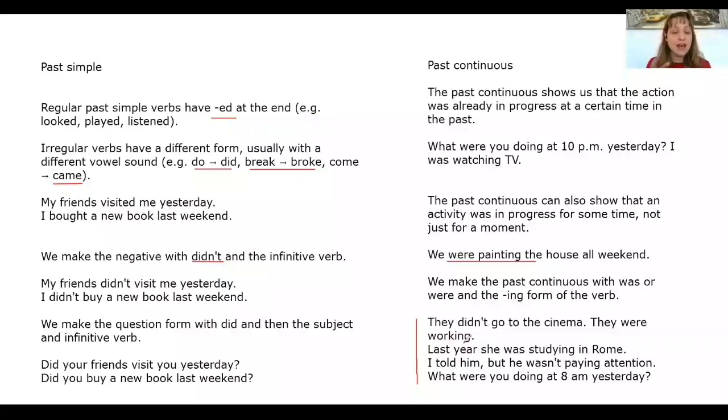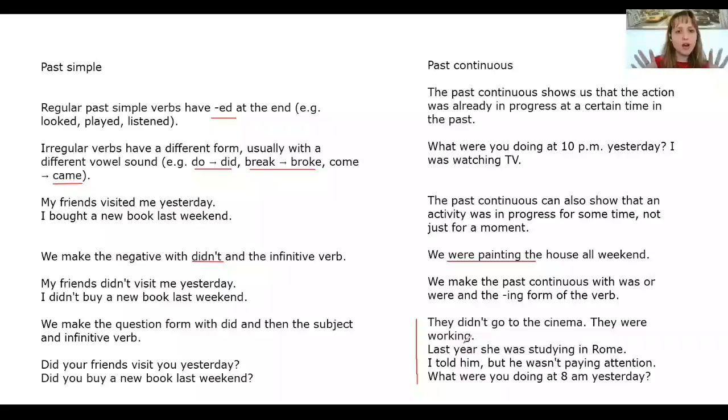And the last point we need to look at is how we make the question. We make the question by putting the verb to be before the main verb. So we say, what were you doing at 8 a.m. yesterday? And the answer will be, I was having breakfast, I was having a shower.